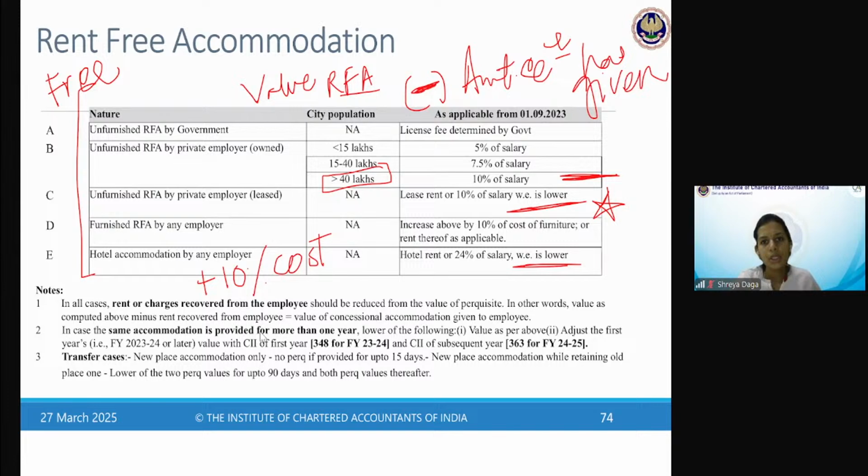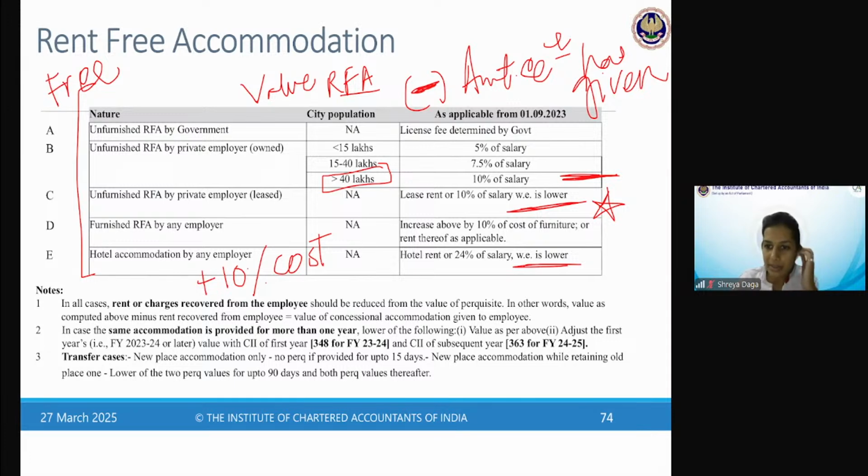Fair enough? So instead of zero, if it is a complete rent-free, it means 100% discount. And suppose some rent has been recovered, that means at a discount that property has gone to the employee. So whatever he has given back, that you reduce, then you get the value of the perquisite.